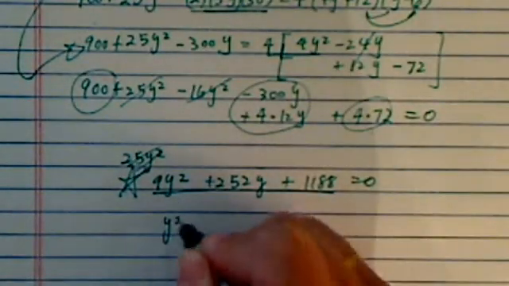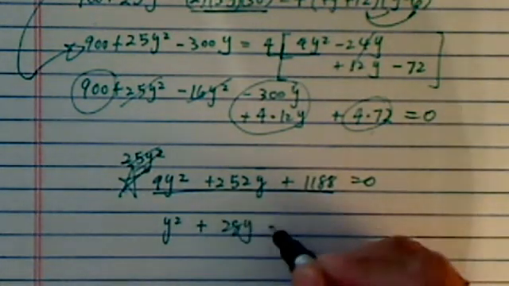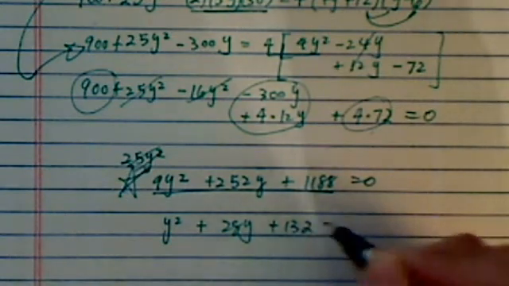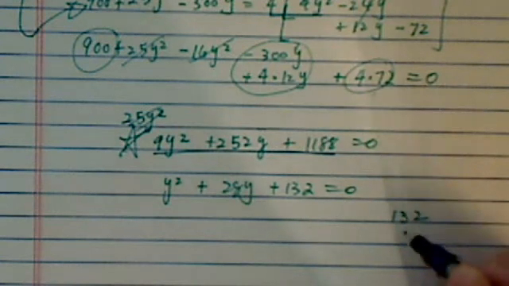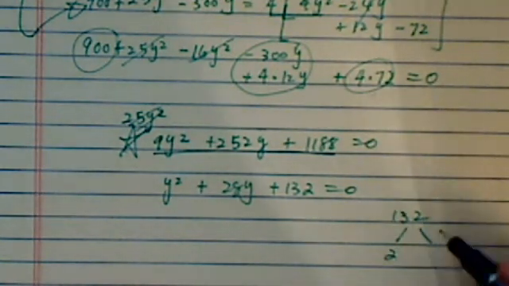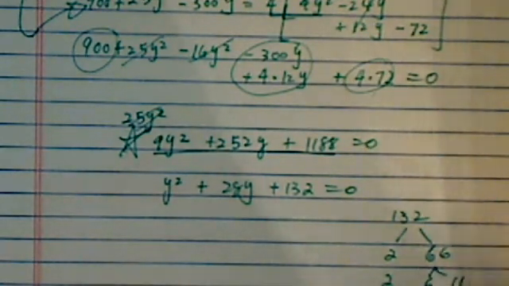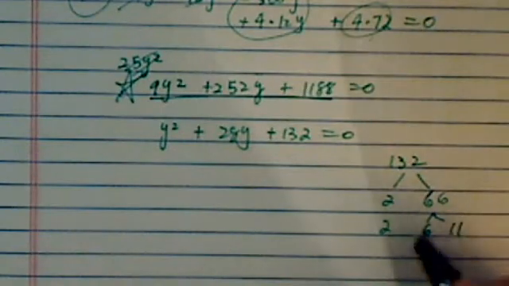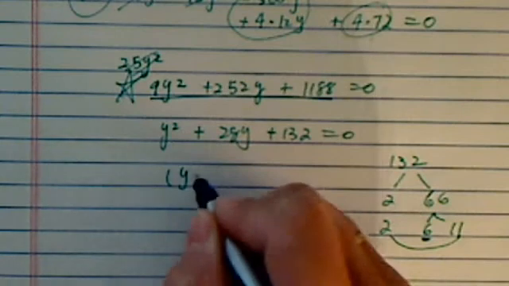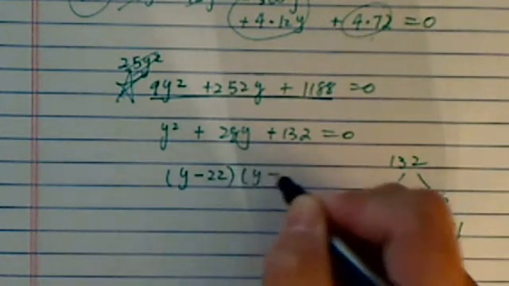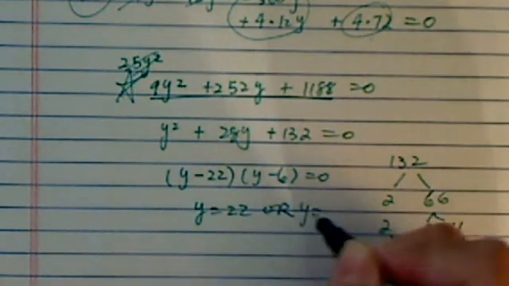Fortunately, everything is a factor of 9, so it's y squared plus 28y, and plus 132. From here it's just really easy. Now, if you don't see the 132 factors, you can do 2 times 66, that's 6 and 11. From here, you can see this is 22, this is 6. That gives you the 28. So y minus 22, y minus 6 equal to 0. So y is equal to 22, or y equal to 6.